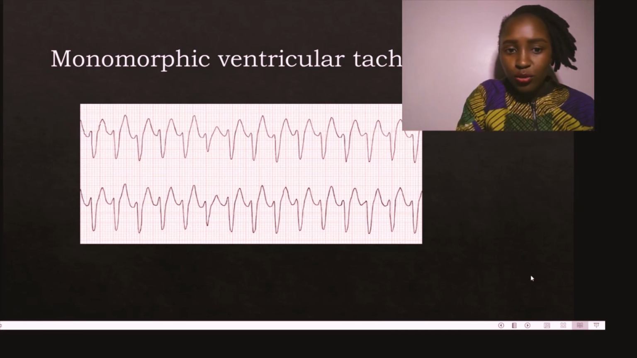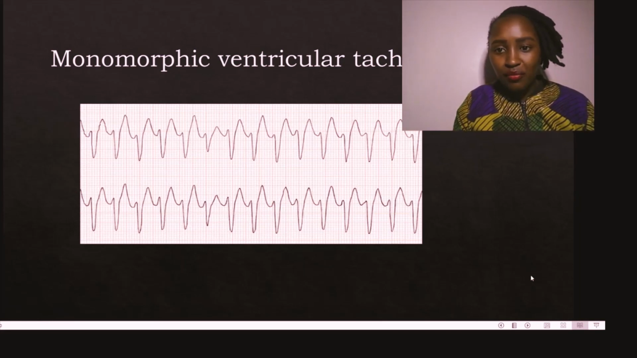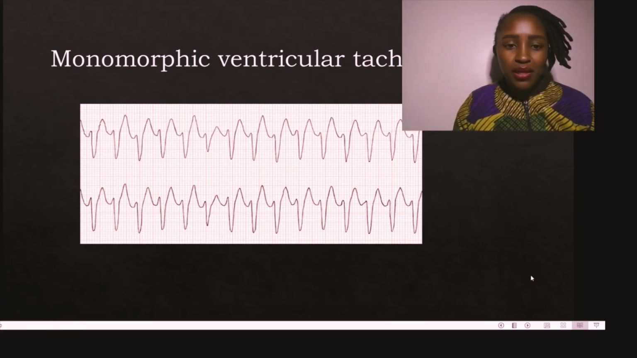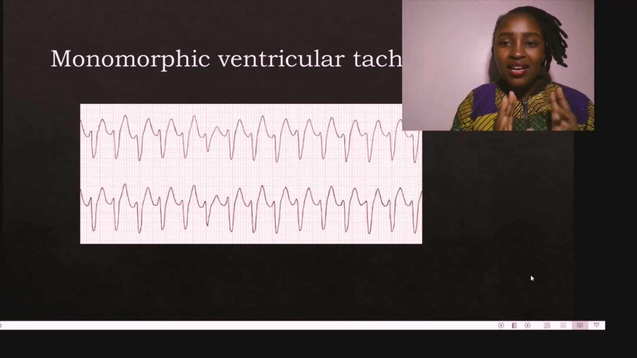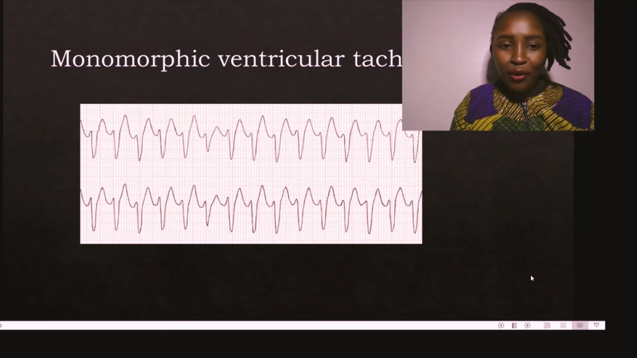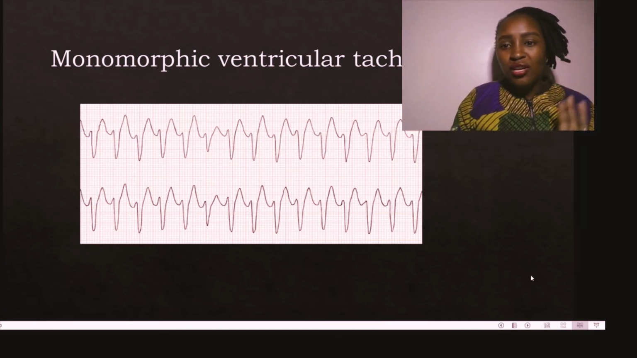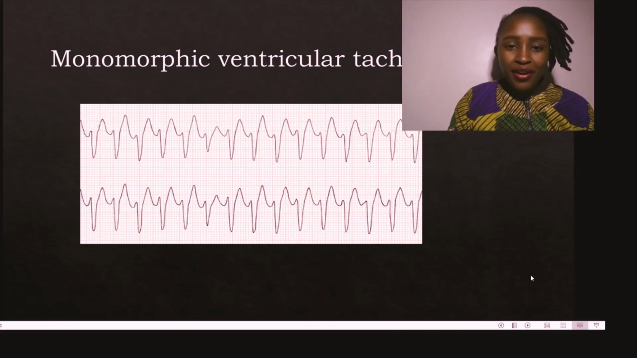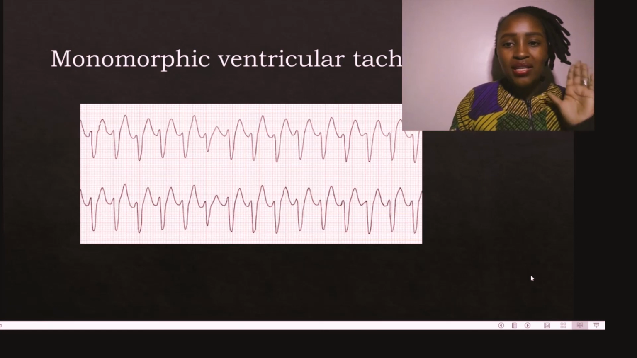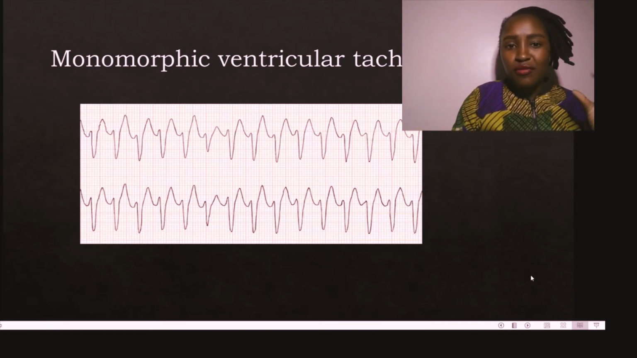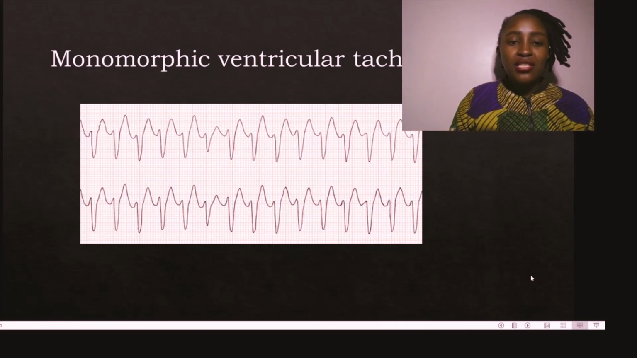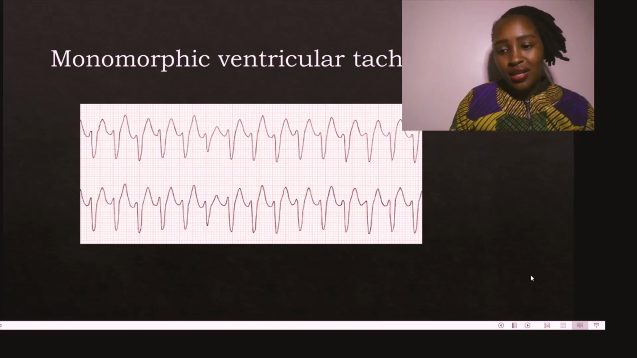If you count those small boxes, you'll get a rate of above 120 beats per minute. Then from the P wave, you cannot tell where the P wave is or where the T wave is, so it is hard to determine the PR interval. However, this is a wide QRS complex, therefore we know it is coming from the ventricular side, and therefore this is a monomorphic ventricular tachycardia.